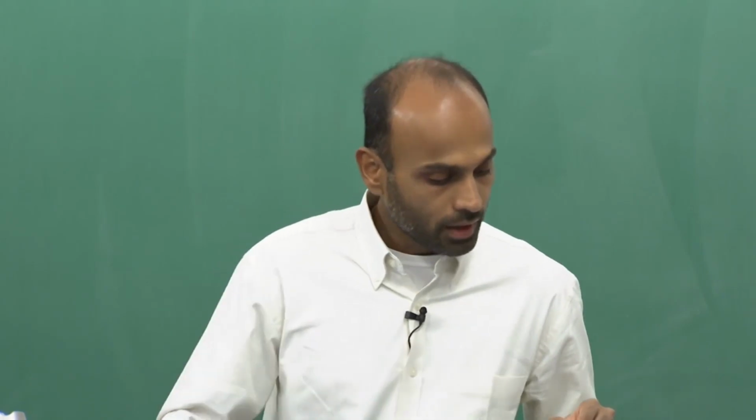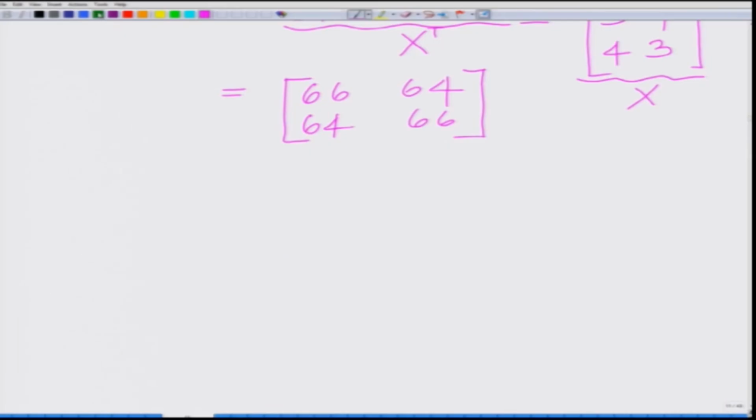Okay. Now, let us compute this quantity, 1 over sigma square x transpose x plus 1 over sigma h square identity.